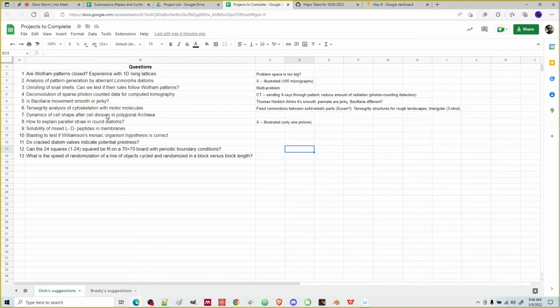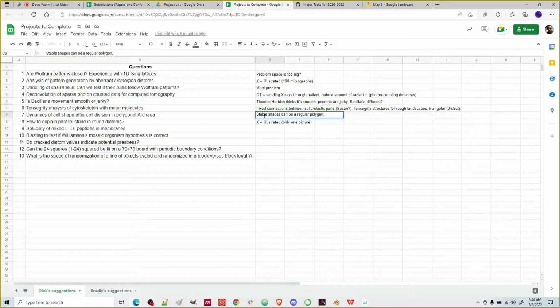So we have the project Dynamics of Cell Shape After Cell Division in Polygonal Archaea. Was that something that Dick, you were working on with Minoc? Yeah, I did a calculation for regular polygons and showed that the stable shape of these cells can be a regular polygon.